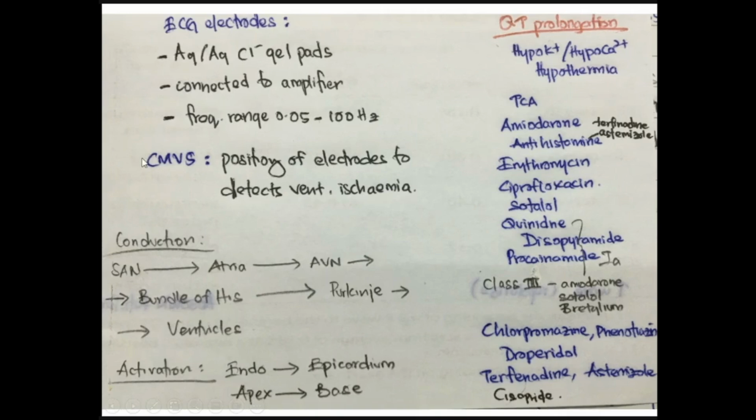Another common thing they ask is CM5. It is a positioning of electrodes to detect ventricular ischemia. I honestly also don't know the exact details, but this is one of the famous questions. So if you see this, just put it as true.